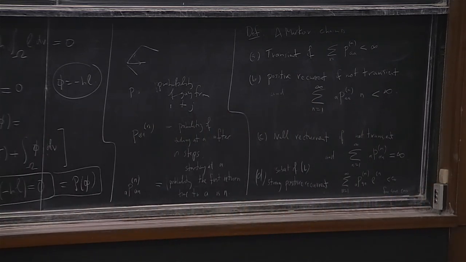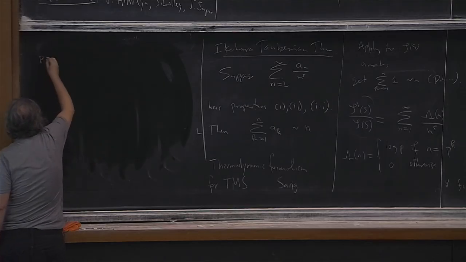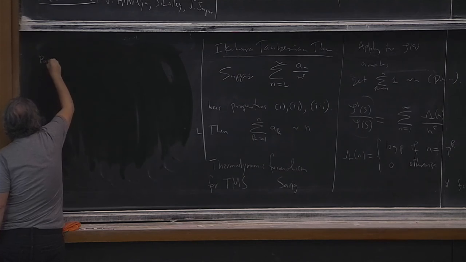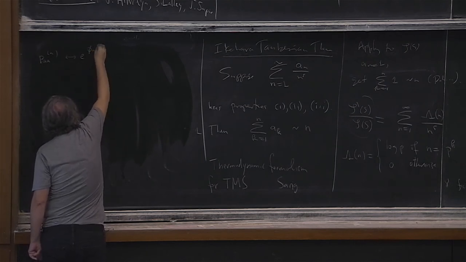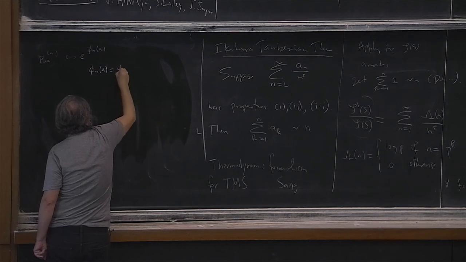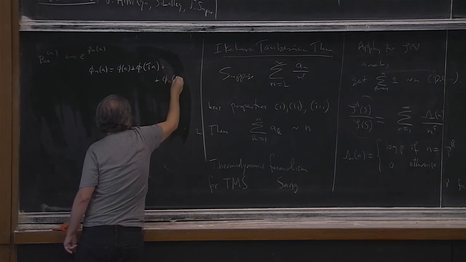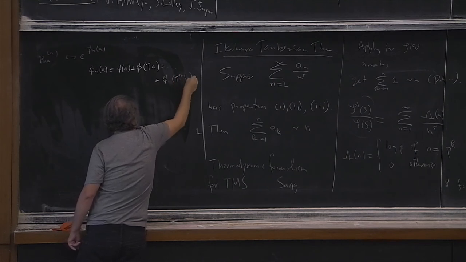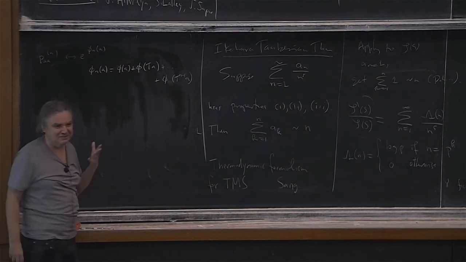So now, when you talk about this situation, you don't quite have a Markov chain, but instead of the probabilities, you have this potential. Instead of P_A^n(A), this corresponds to e to the phi_n(A), where phi_n(A) is phi(A) plus phi(TA) plus ... plus phi(T^(n-1)A). So you somehow use this phi in place of the probabilities. The probabilities no longer add up to 1, but that's okay, you still think of it this way.